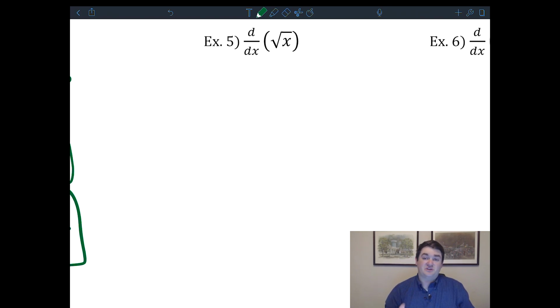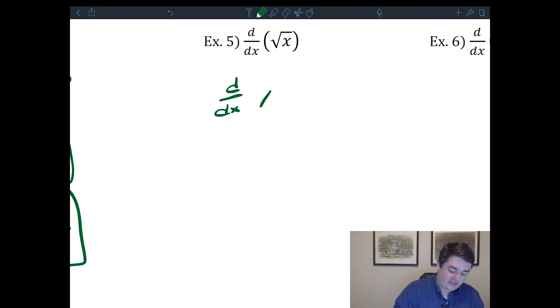Okay, I want to see this written using exponents. So I'm going to rewrite this problem as take the derivative of x to the 1/2 power. Remember, fractional exponents, the number on top is the power you're raising to, the number on bottom is the root that you're taking. So the 1/2 power is the same thing as the square root, and when it's written this way, I can use the power rule.